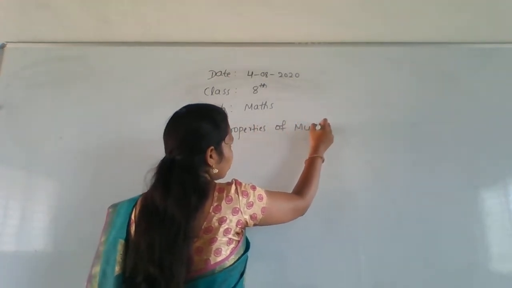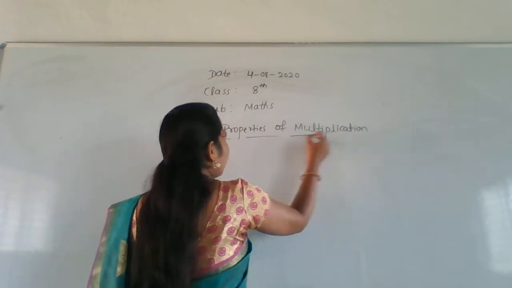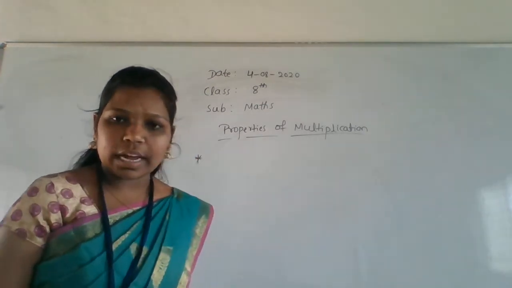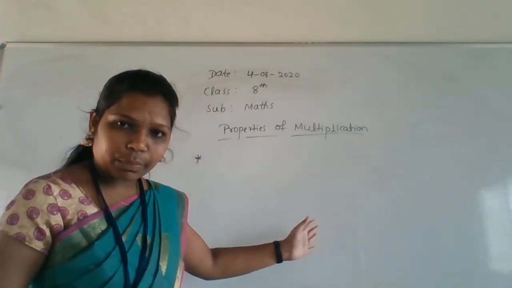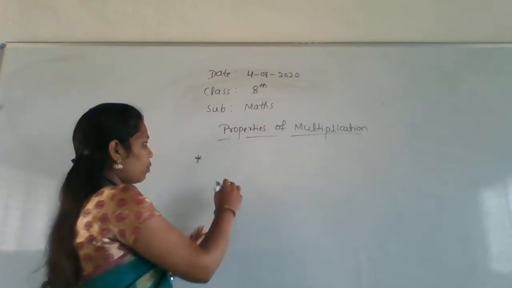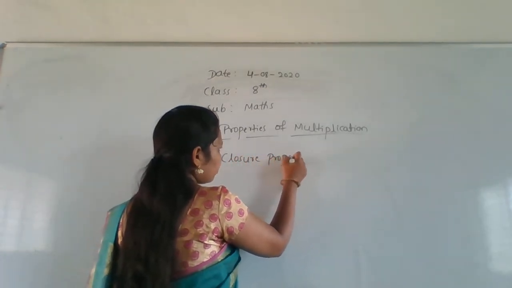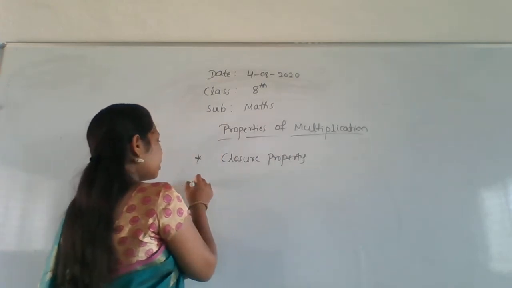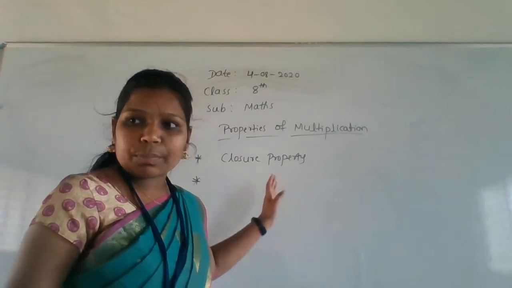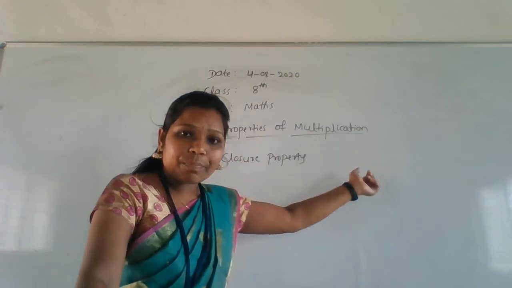Properties of multiplication. What are the properties of addition? You know that, right? Similarly, we studied the properties of multiplication. First property is what? Closure property. Even you studied all these things in the 7th standard only. In the 7th standard, all the properties are there. So now we are going to teach the properties of multiplication.